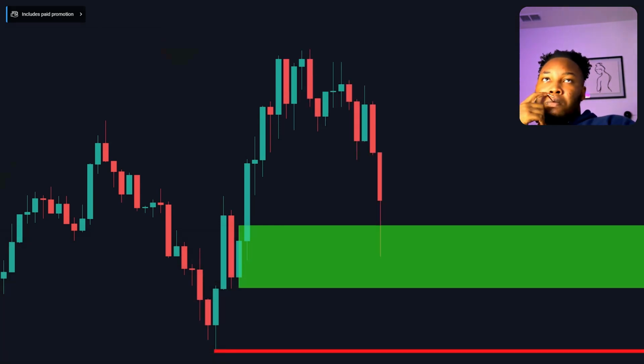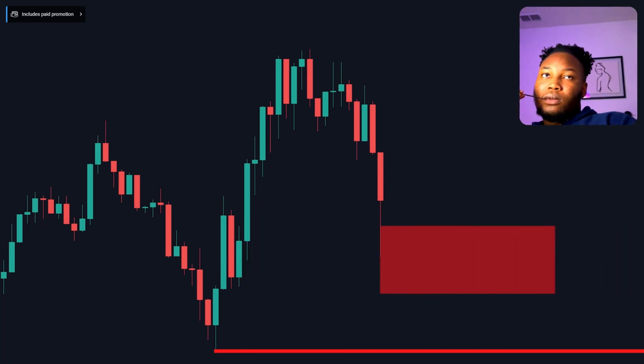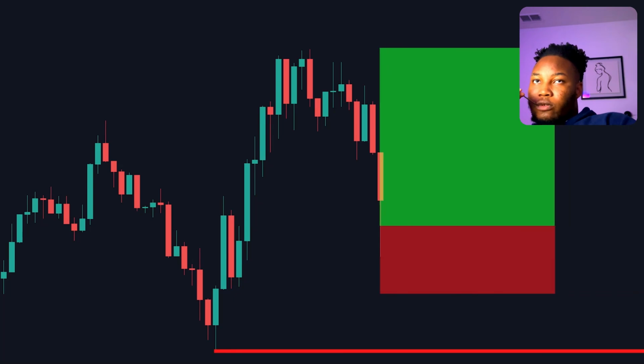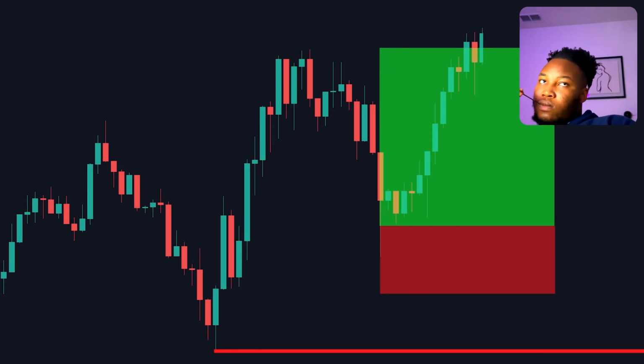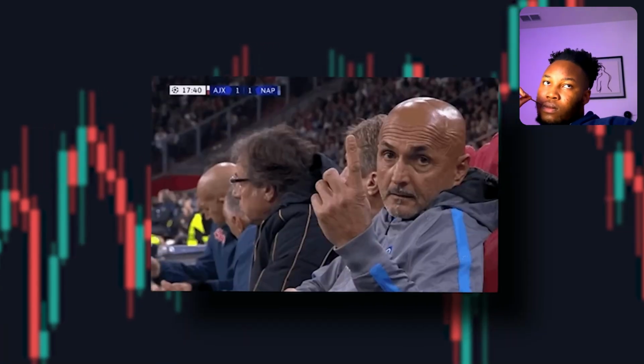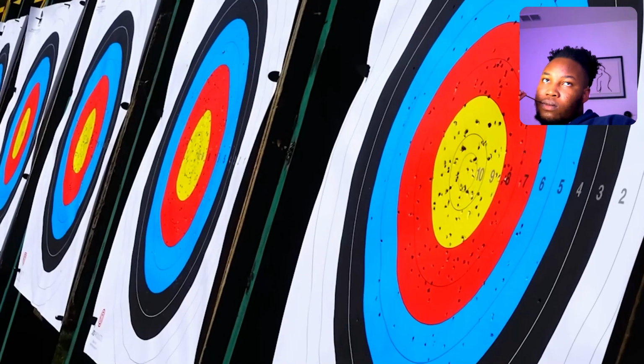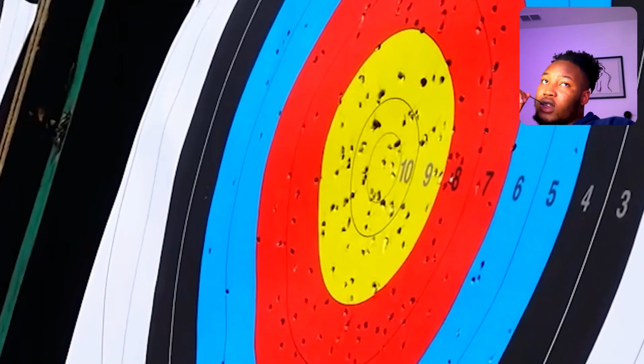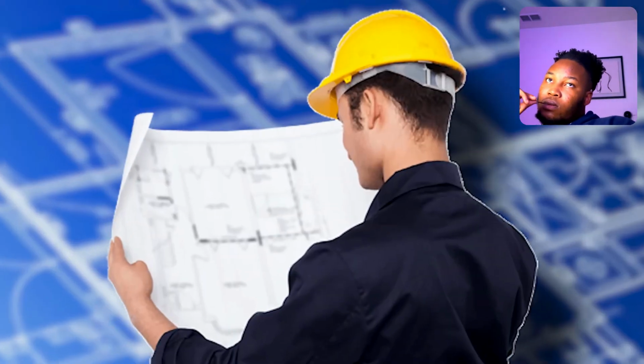We wait for price to re-enter into the zone, and this is where we would enter. Set your stop loss right below the demand zone and set your take profit at the recent highs. Boom, we got an easy winning trade. So that's an example of just one winning trade, but I want to show you just how accurate the strategy really is. So let's break it down with the real chart example.